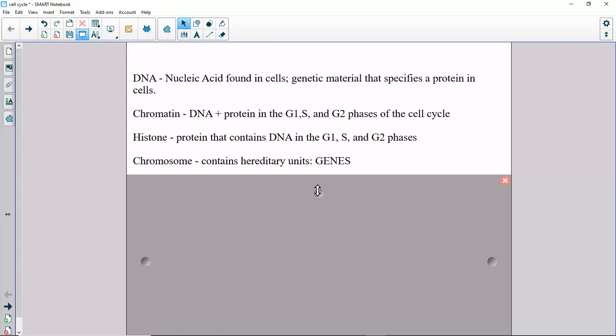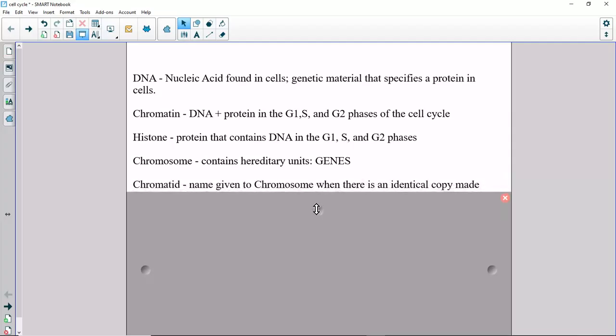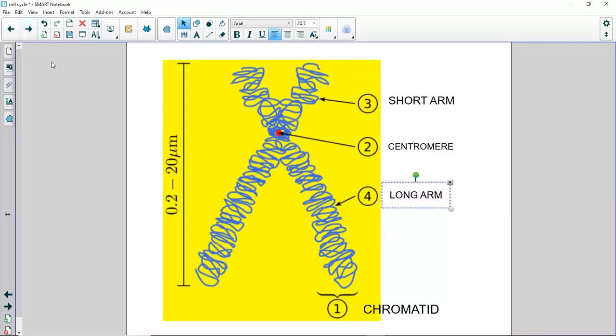They use chromosome because their chromatin and chromatid are not part of regions. So chromosome is the general word that contains the hereditary units called your genes. A chromatid is named to a chromosome when there is an identical copy made. So we're going to go back to that picture for just a second, then we'll come back to the diagram.